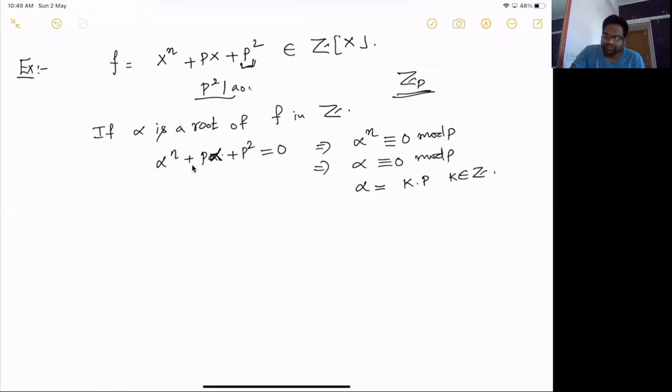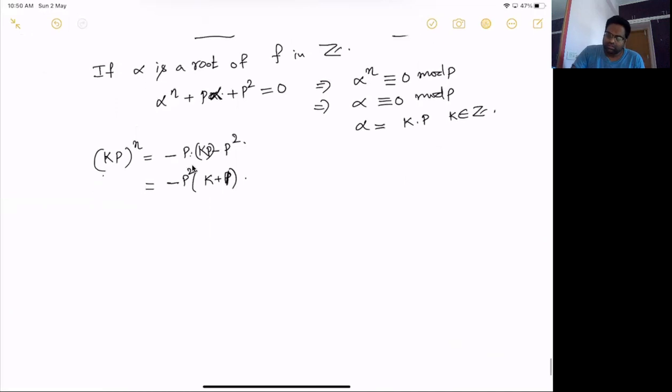So if you substitute this in, you will see that (kp)^n = -p(kp) - p^2, which is -p^2(k + 1). So you'll have k^n p^n, and dividing by p^2, k^n p^(n-2) is equal to -(k + 1).